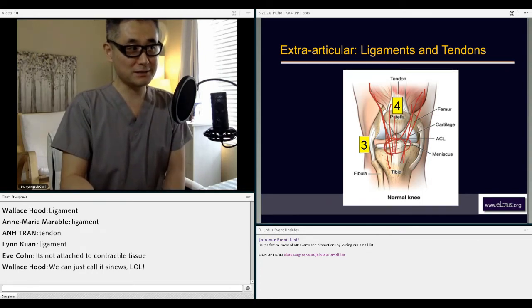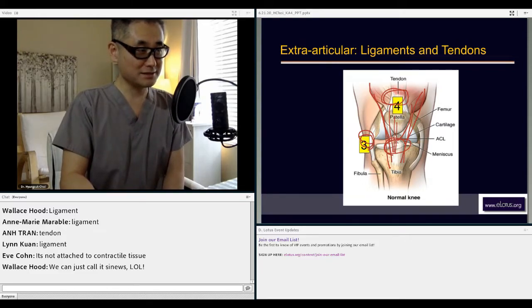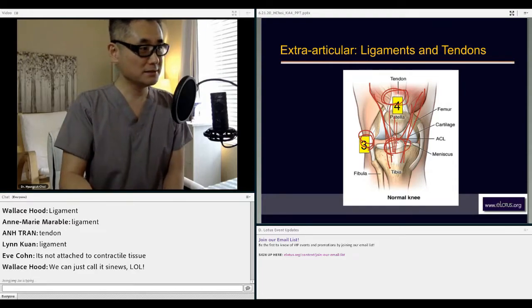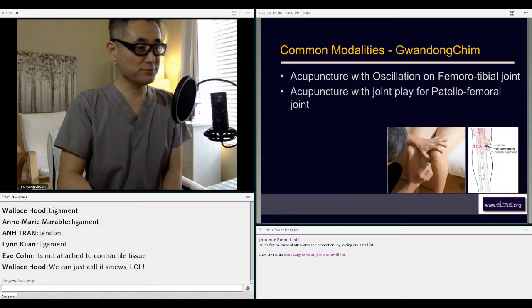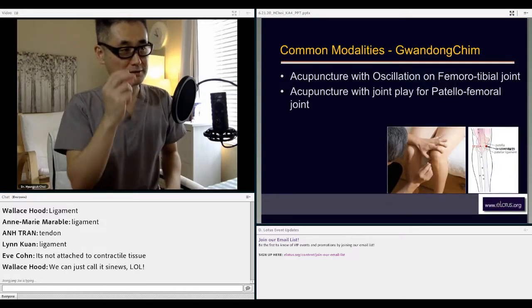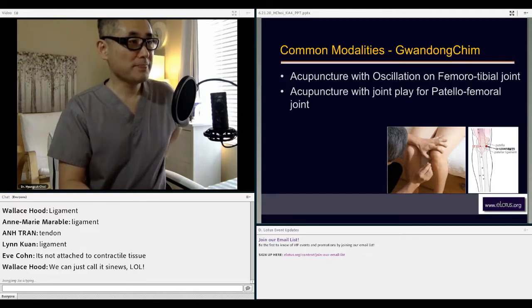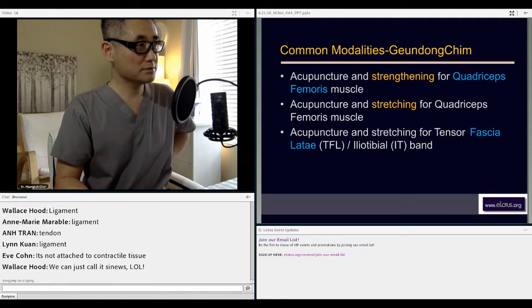So this is a typical ligament and this is the typical tendon. But I know there are some books explaining this as a ligament and this as the tendon, but it's very misleading about the function of ligaments and tendons. Nothing is wrong or right, but we need to understand the function of the part. And the common modality, 관동침, is what I talked about right now, and this is 근동침.